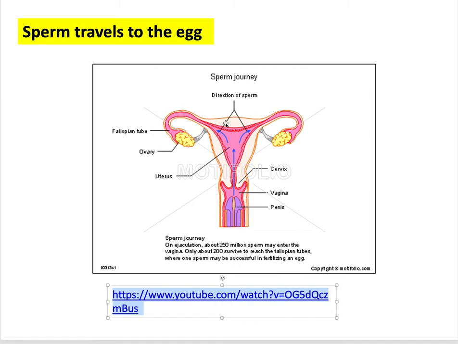Here is the female reproductive system. Here is the penis. The eggs are going to be produced in the ovaries, and the sperm travel up the fallopian tube and will meet up with the egg that is released into the fallopian tube, and only one sperm cell will enter and fertilize an egg, even though there might be millions of sperm cells that begin the travel up the fallopian tube.